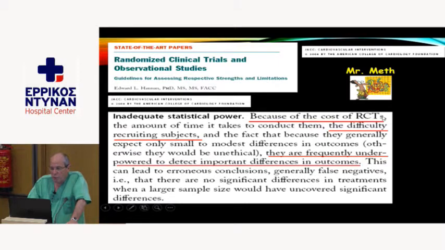Because of the cost of randomized controlled trials, the amount of time it takes to conduct them, the difficulty recruiting subjects, that is objectively true, and the fact that they generally expect only small to modest differences in outcomes, otherwise they would be identical, they are frequently underpowered to detect important differences in outcome. This can lead to erroneous conclusions, in general false negatives, that there are no significant differences in treatments when a larger sample size would have uncovered significant differences. If you have a 2% difference and you are evaluating a few patients, of course there is no statistical difference. If you are evaluating thousands of patients, 2% will be a big difference.